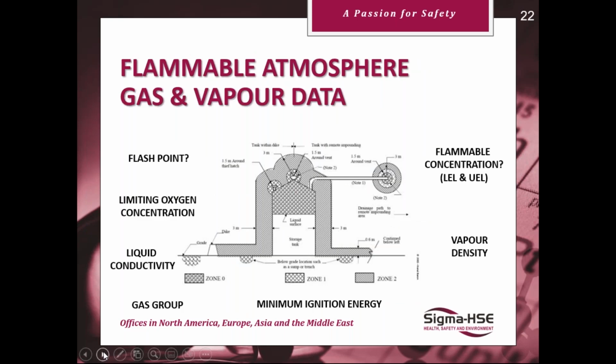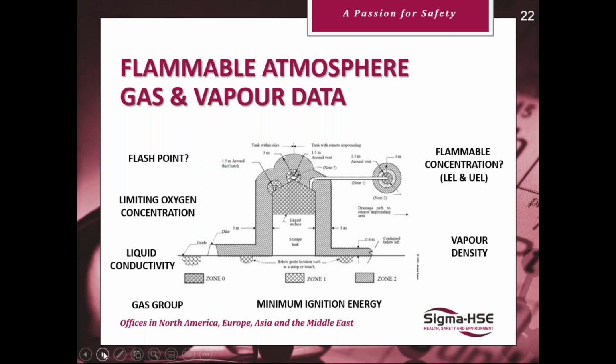So if we've got a flammable atmosphere for gases and vapors, we need to know the flash point. What temperature can the material ignite? Limiting oxygen concentration, just in case we need to inert. The liquid conductivity, is it an insulating liquid or a conducting liquid? The gas group of it, is it 2A, 2B, or worse, 2C, such as hydrogen? What's its flammable concentration, lower explosion limit and upper explosion limit?